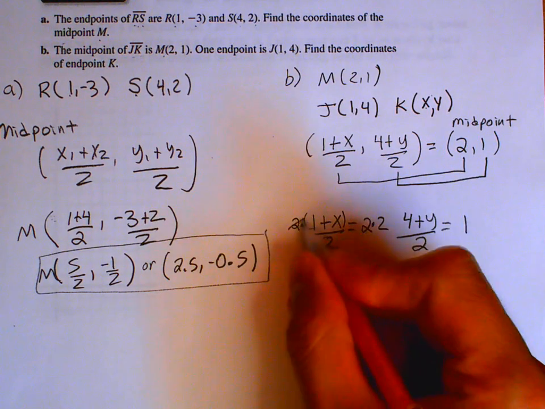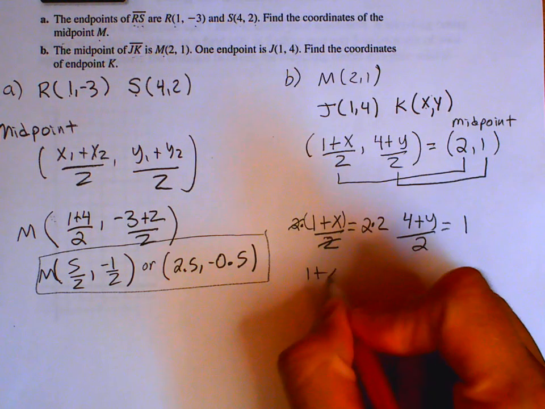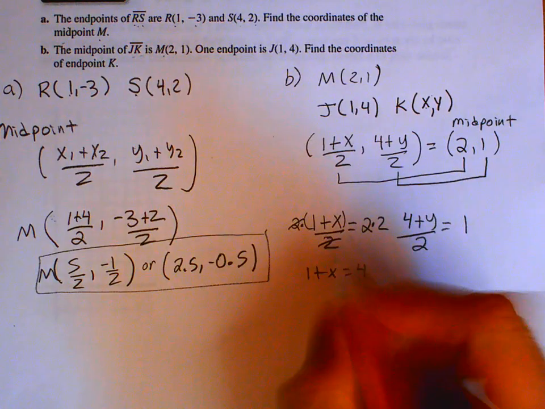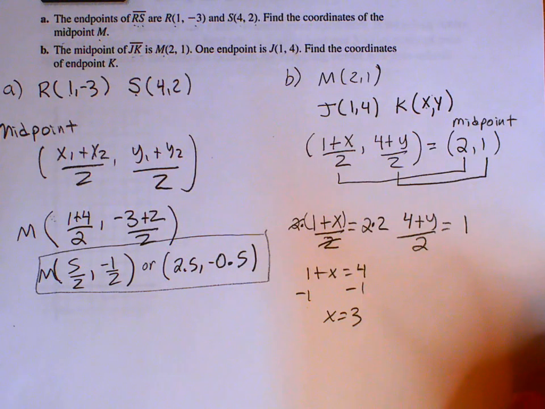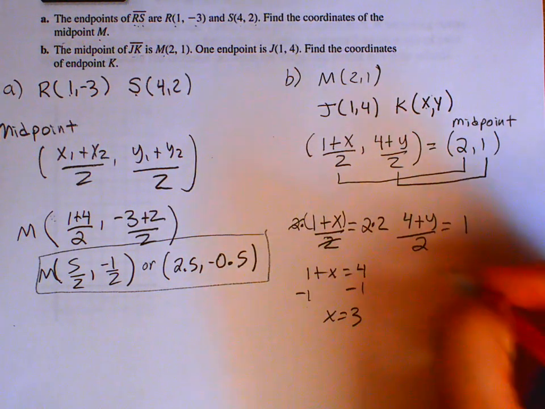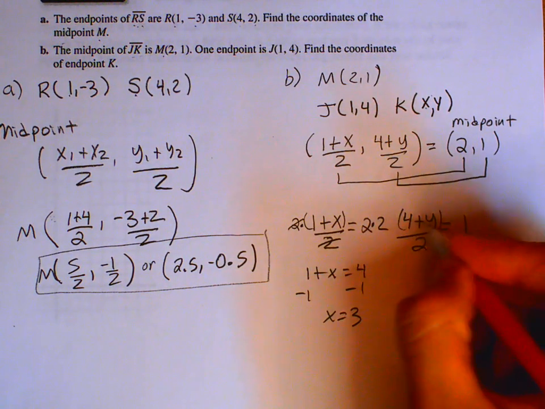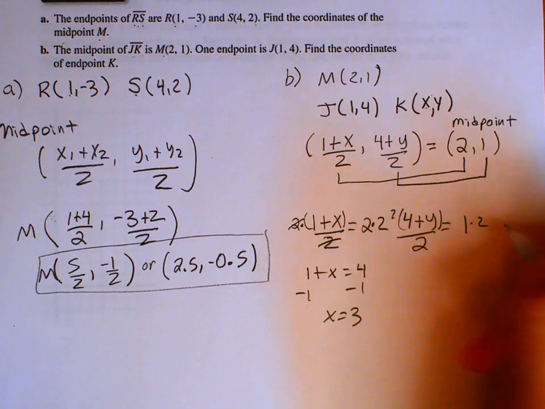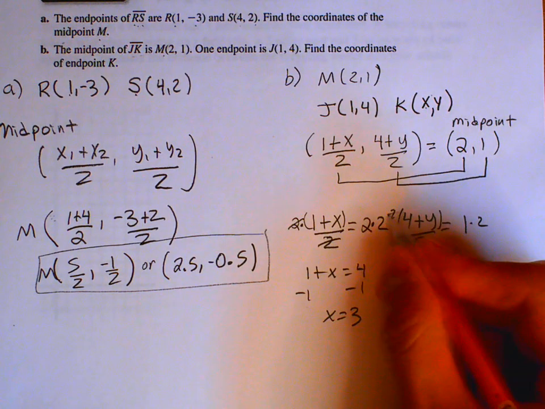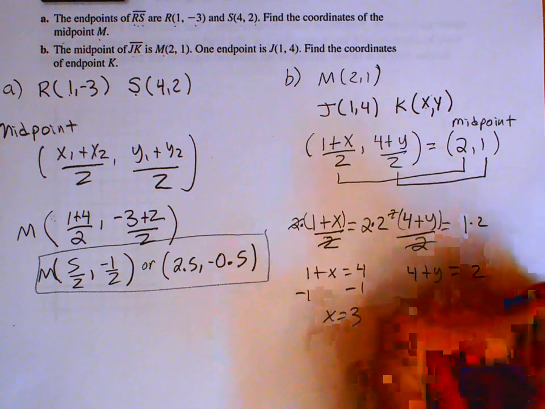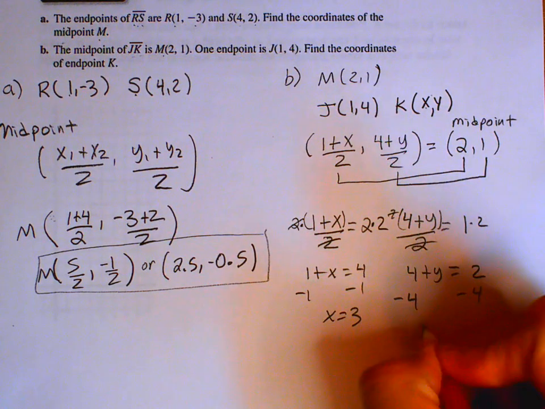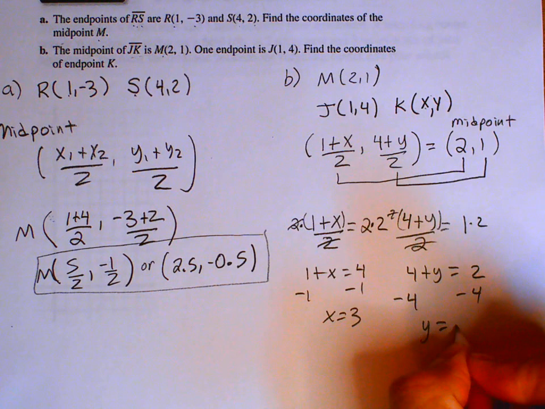Then these 2's divide out to give me 1 plus x equal to 4, minus 1, x equals 3. Do the same thing for this part. Multiply both sides by 2. Those divide out. That gives me 4 plus y equals 2. Minus 4, y is equal to negative 2.